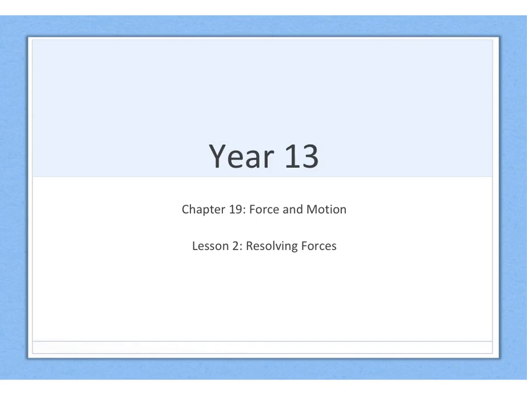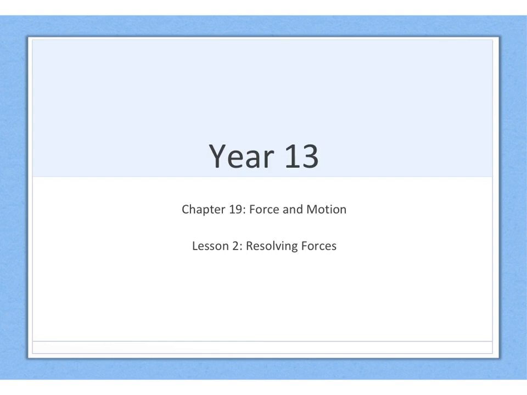Year 13, Chapter 19, Force and Motion, Lesson 2, Resolving Forces. So far in Year 12, you've only looked at forces which are horizontal or vertical, making it very easy to find resultant force horizontally and resultant force vertically.